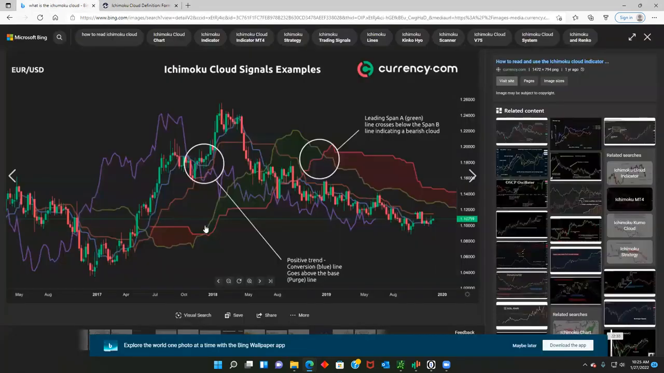Well, here you have an example of a cloud with a whole bunch of other lines. That could be very confusing. How the hell do I read that? I don't. I get rid of all of these lines. And let me show you how I do that.